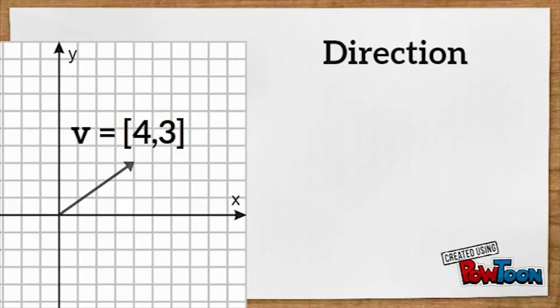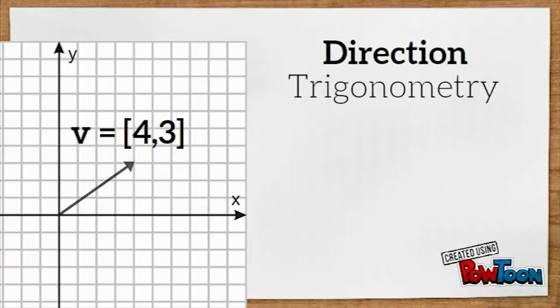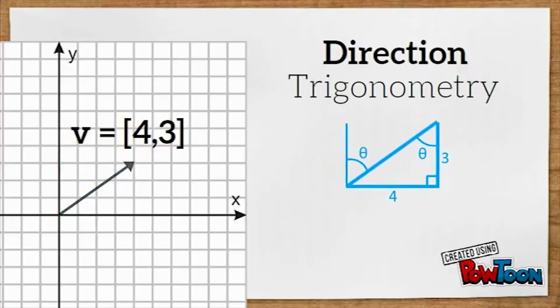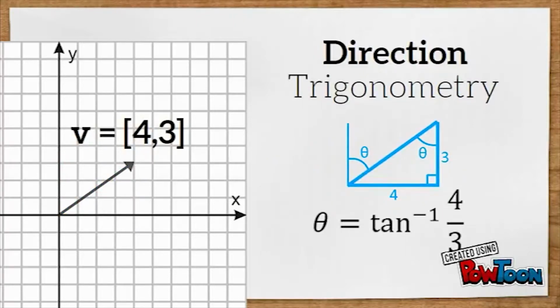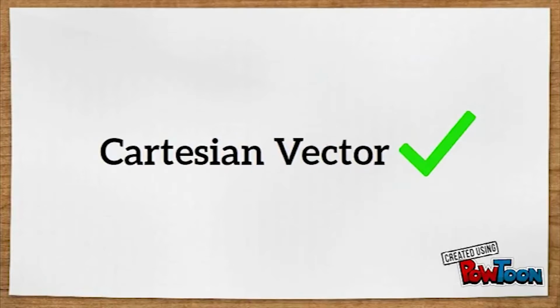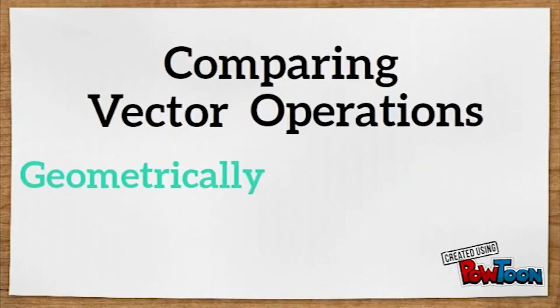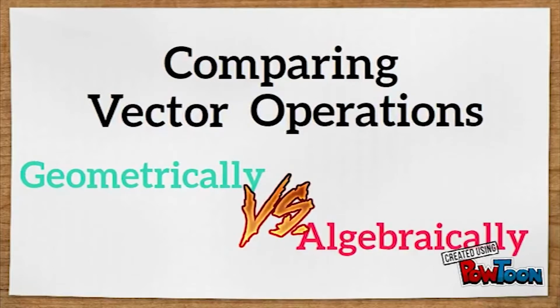Secondly, the vector direction can be calculated by using trigonometry. We can find the measure of an angle theta using the trigonometric function of the tangent, where theta will be equal to the arctangent of the opposite side over the adjacent side, which is in this case 4/3. Using this calculated angle, the direction of the vector can then be determined. Now that we have established what a Cartesian vector is, let's move on to comparing vector operations which are done geometrically versus those done algebraically.